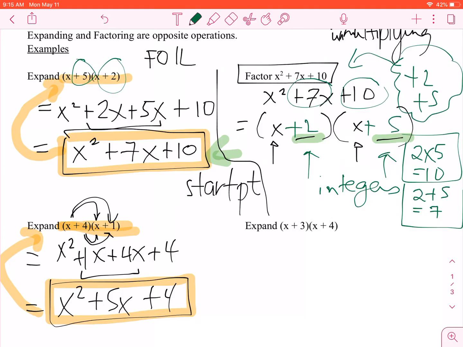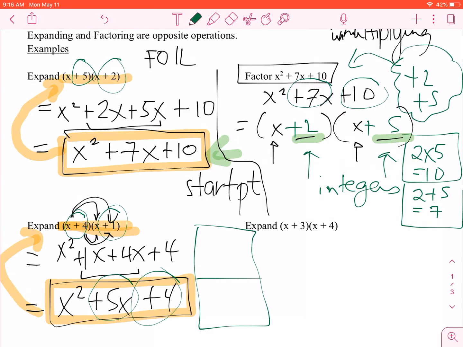Okay, so these are just things that we're noticing right now. We can take that same notice here. Okay, so we look at our numbers, we got a plus 4, we got a plus 1. In our trinomial, we have a plus 4 at the end, and then plus 5x in the middle.